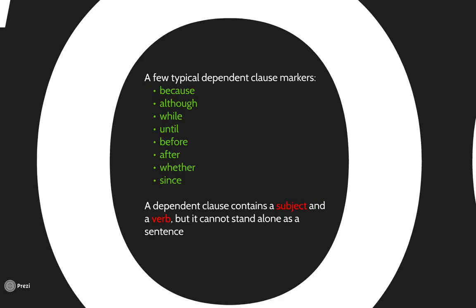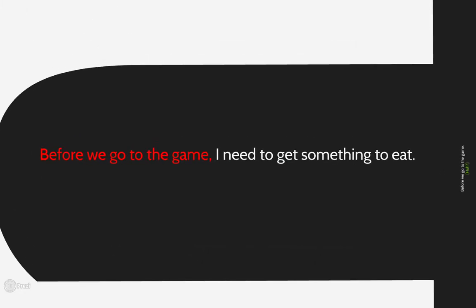Let's look at an example of this introductory clause. Before we go to the game, I need to get something to eat. The text in red is the introductory clause, and it cannot stand by itself as a sentence. The text in white is the independent clause, and it can stand by itself. Between the introductory clause and the independent clause, you need a comma.